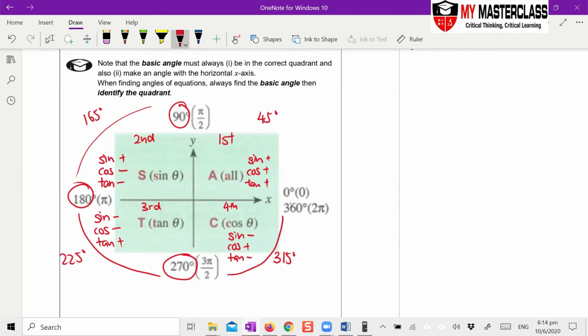Okay. So once you understand which quadrant will give you positive for which trigo function, it's very easy to do all the trigo equation work. So that's why this is called the ASTC, all science teacher crazy.